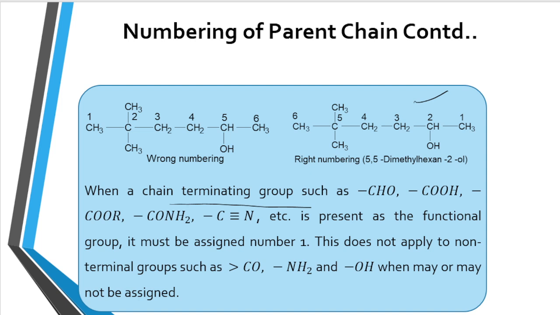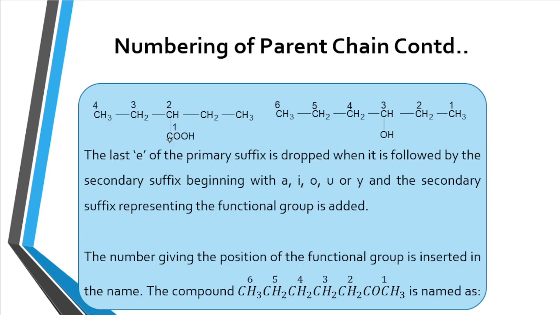the number 1. Whereas non-terminal groups need not apply this rule; they may or may not be assigned it. But the terminating functional groups like COOH must get the number 1. And while writing the COOH suffix as oic acid, we need to drop this E when it is followed by a secondary suffix beginning with A, I, O, U or Y, and then the secondary suffix representing the functional group is added.